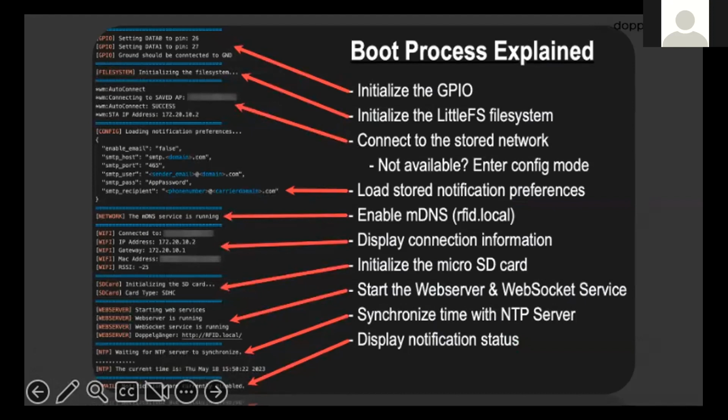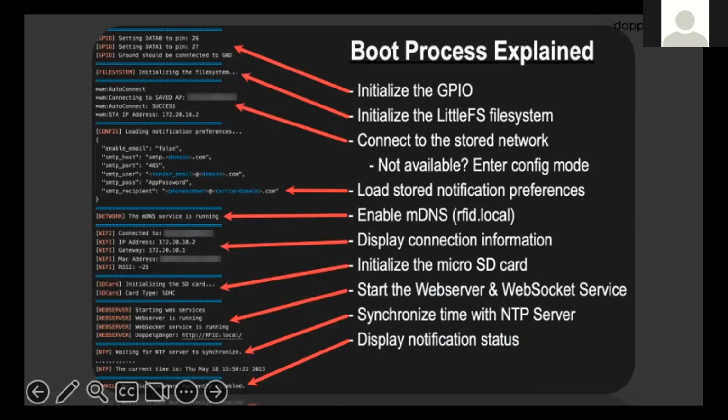Then it'll attempt to connect to any stored networks that you have. If it's not available, again, it'll enable that configuration mode. And then it'll try to load the stored notification preferences. Again, this is your email account and where you want the card data to go to. Then it turns on the MDNS and gives you the connection information. Again, this is all under the hood stuff. You're not going to see this if you're just operating day to day, but if something does go wrong, you can plug it in and easily see where things are failing.